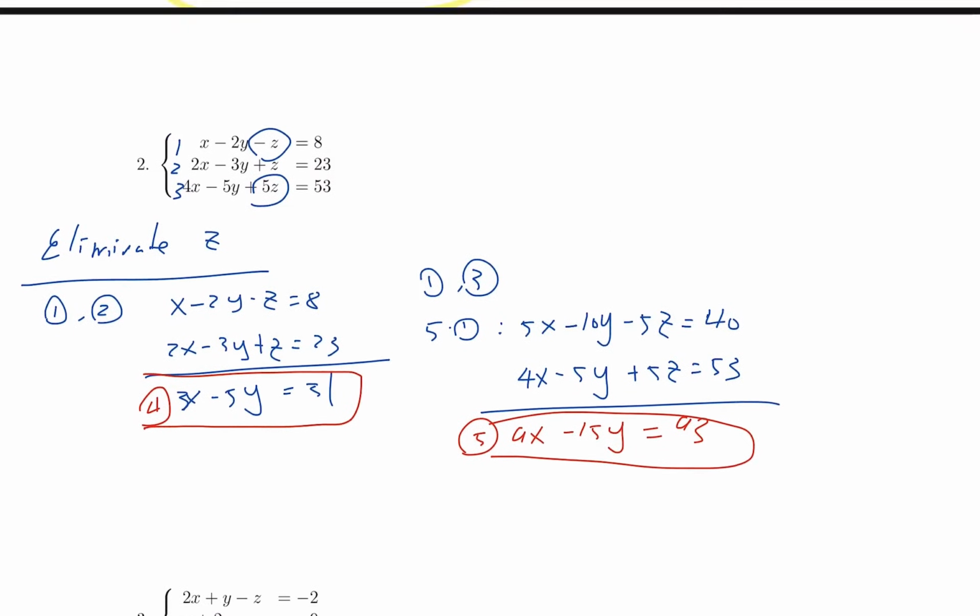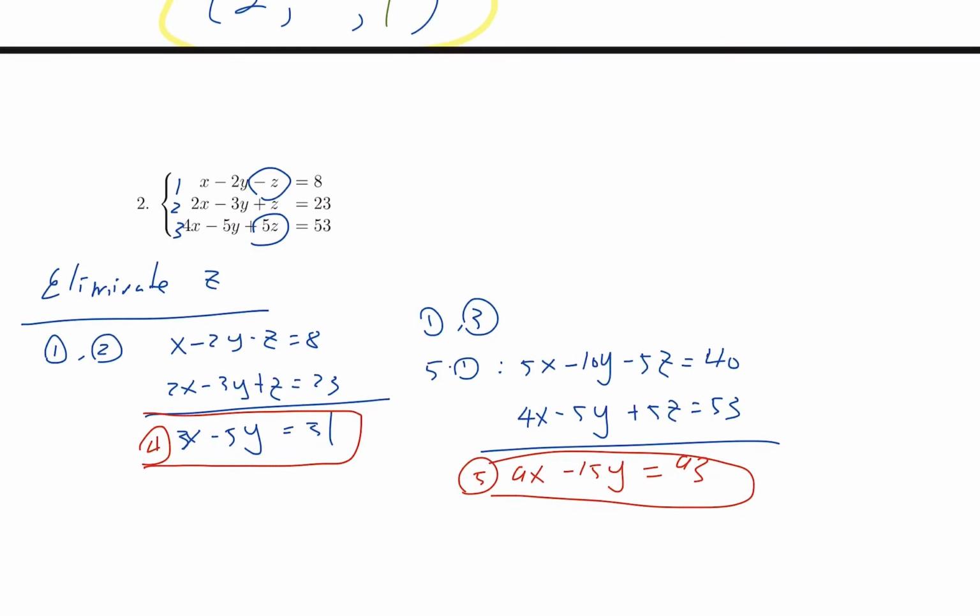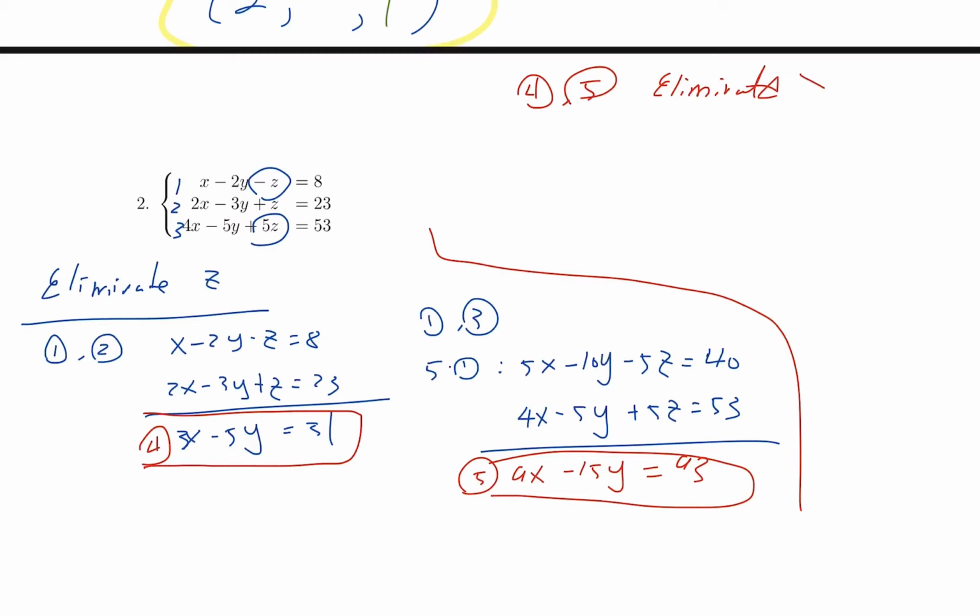Let me draw a step here. Now, let me come back here. Fourth and fifth equation. Again, now we have to eliminate a different variable, not z. You can pick x or y. So let's just do x. Eliminate x. So then I need to multiply by negative 3 here, right? To get it to cancel out with 9x.